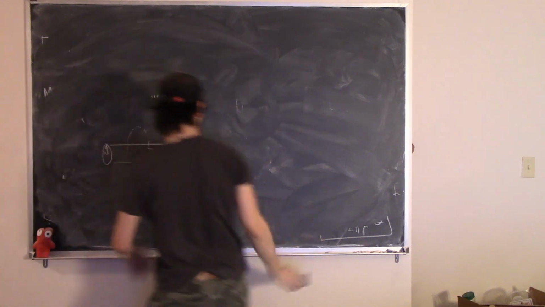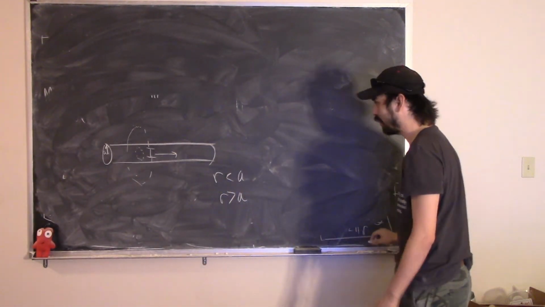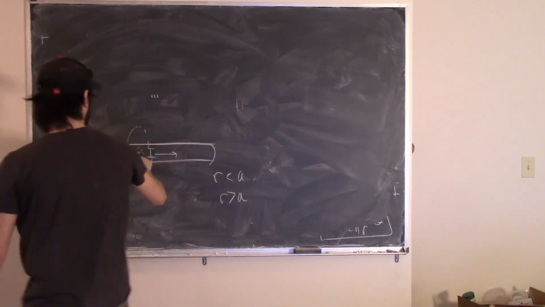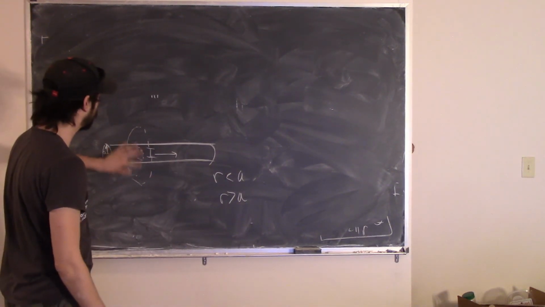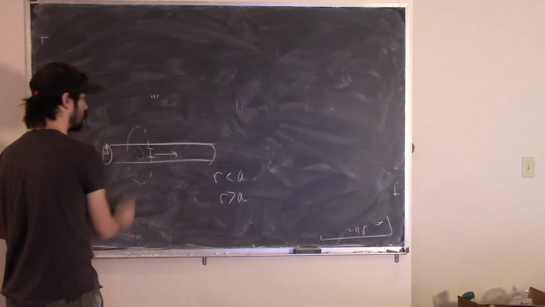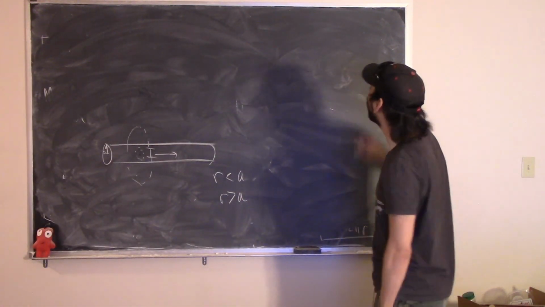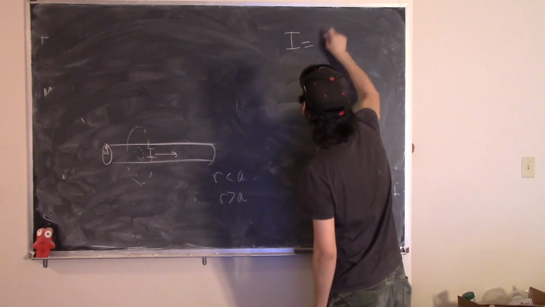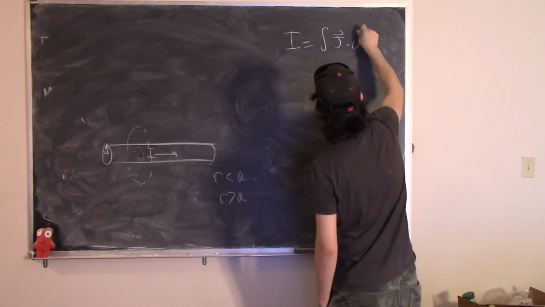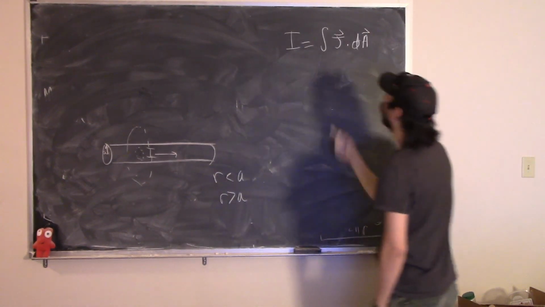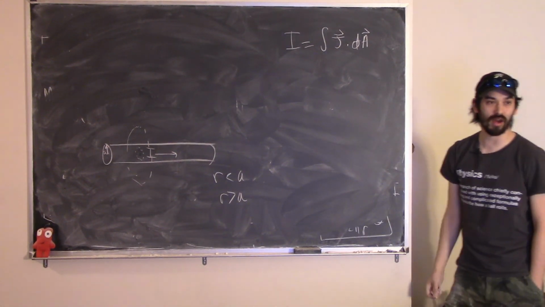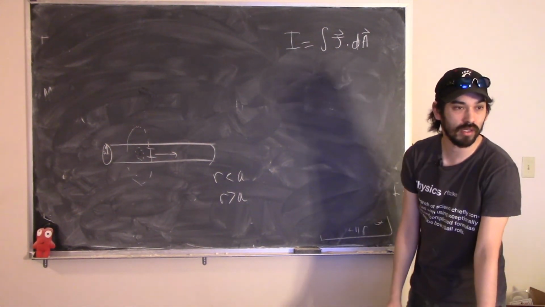So in this region, r is less than a, we see that we're not enclosing the whole current. It's some proportion of the total current. And the way that we can figure out what that current is, is to go back to an equation that we've already used. That's to say that the current is equal to the flux of the current density vector.